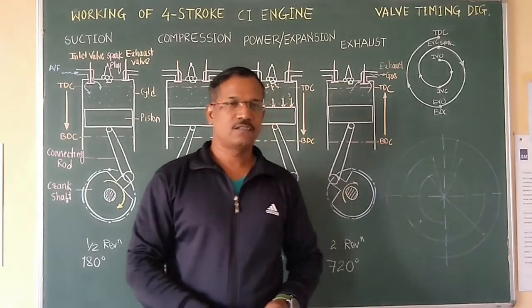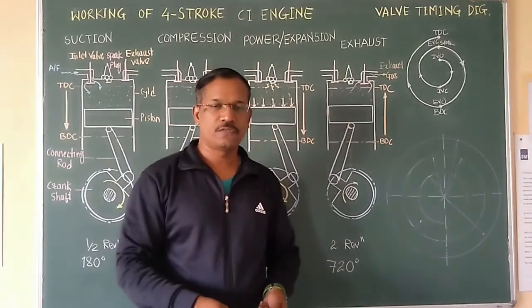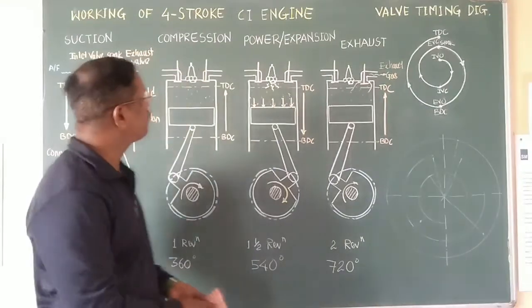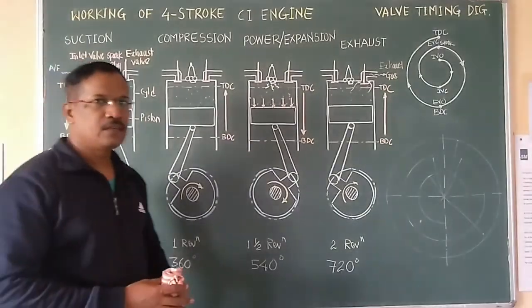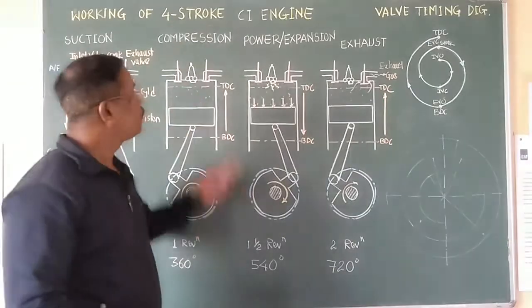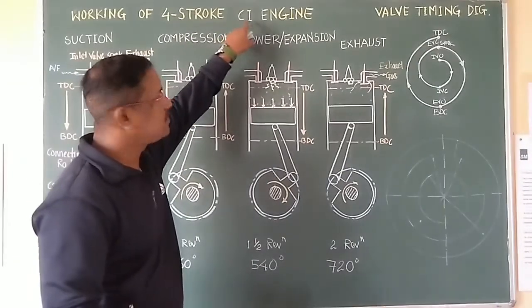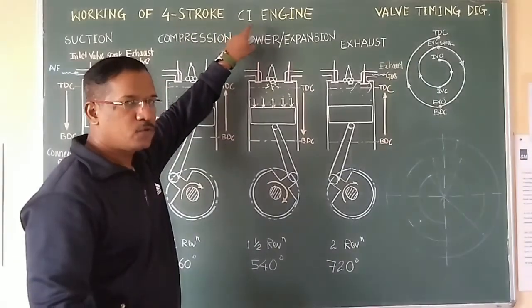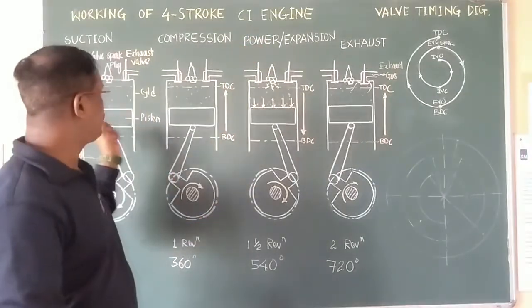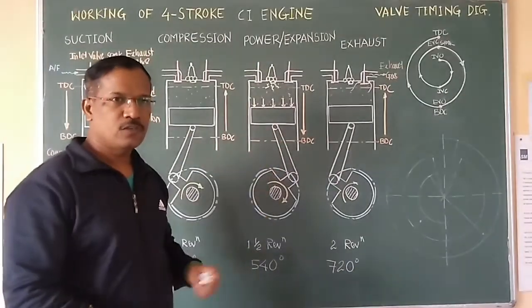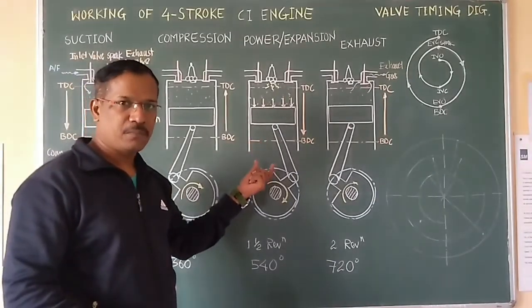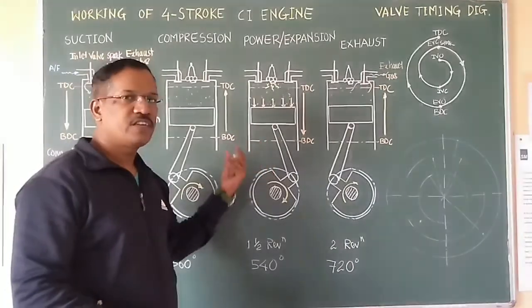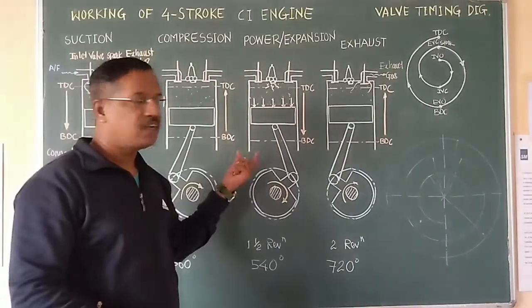Hello friends, in a previous video we saw how to draw a 4-stroke SI engine. Today we will see how to draw a 4-stroke CI engine. Here I am not going to draw all 4 strokes again. I am just changing one part, the spark plug, which differentiates between CI and SI.